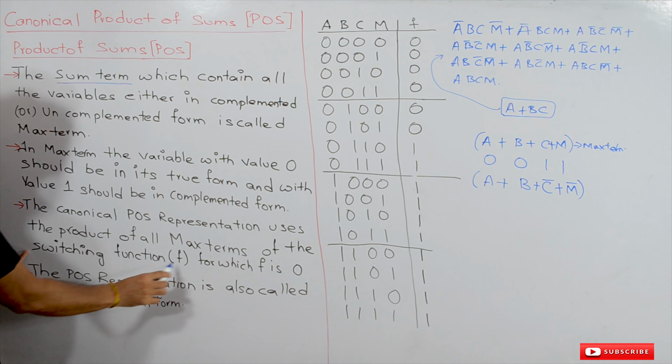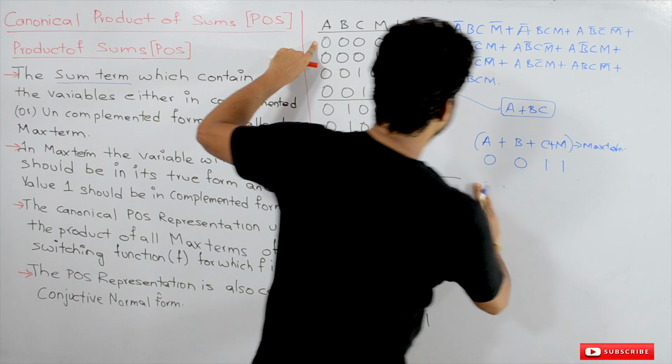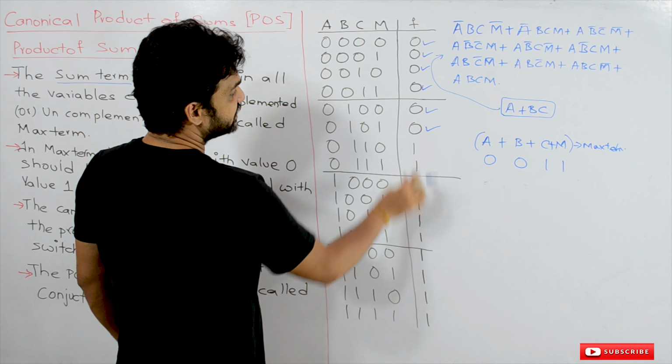For example, if you want to represent this entire function in product of sums, it can be represented as follows: A plus B plus C plus M. This term is representing this max term. So it is the product of all those max terms, A plus B plus C plus M bar.